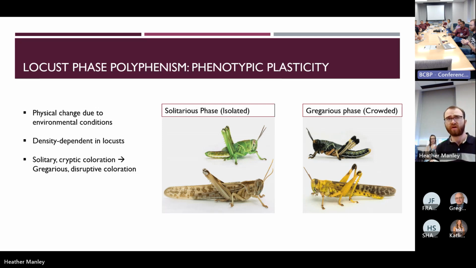So locusts who are solitary with cryptic coloration, green and brown to blend into their backgrounds, will transform into gregarious, brightly disruptive colored individuals when their population density is high. And then this leads to swarm formations and, again, agricultural destruction.